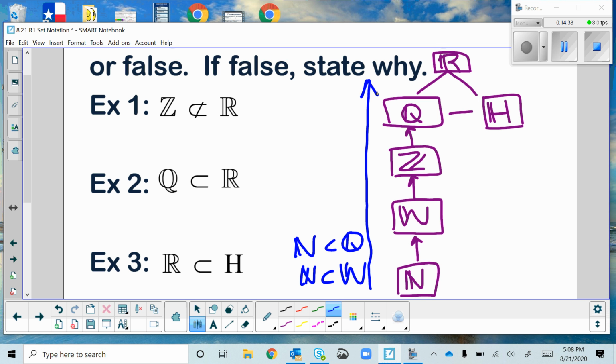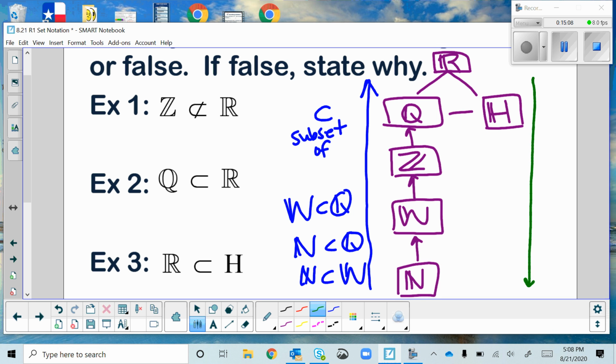So even if I didn't want to do an example with N, if I wanted to do an example with W, with the whole numbers, it's a subset of anything above it, the Z, the Q, or the R. So I'm just going to put Q here. So anything going up uses this subset of. You're starting at the bottom and going to the top. And the opposite is true if you're going down. If you're starting with a group up top and trying to understand if it's a subset going down, I would say it is not a subset of.